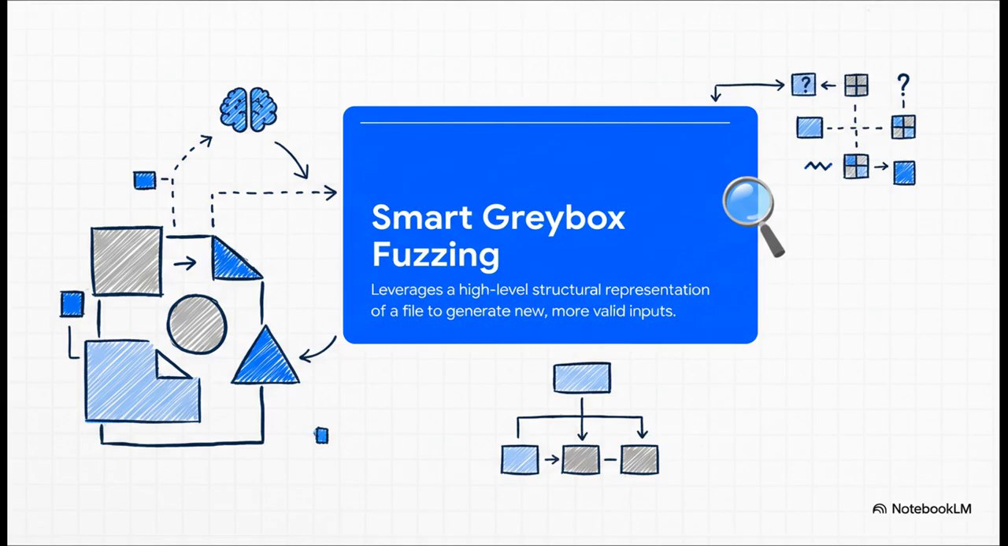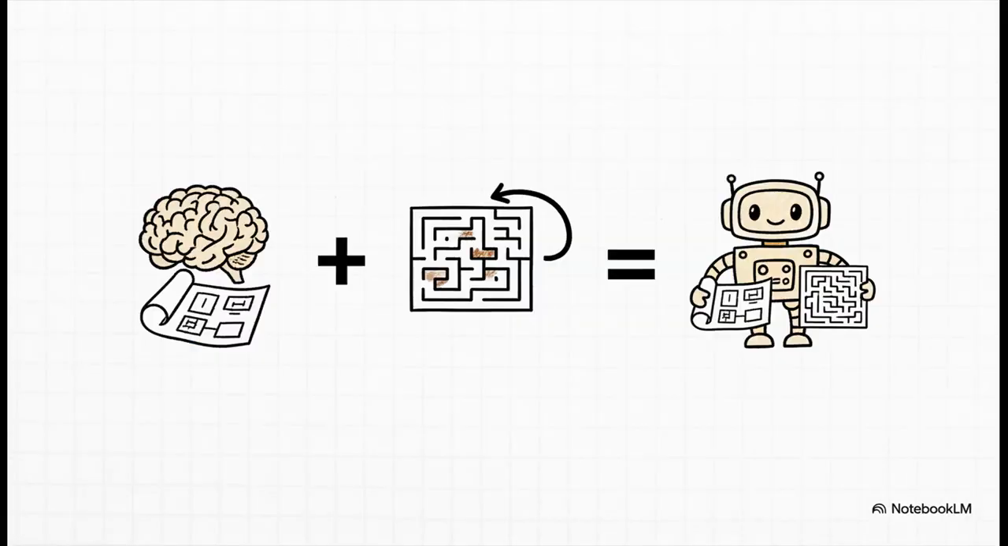The key idea here is to actually teach the fuzzer the rules of the file format. So instead of seeing a file as just a long string of ones and zeros, it learns to see it as a collection of meaningful parts, chunks, attributes, relationships, pretty much the same way a human programmer would. This is what makes it a gray box technique. It's kind of the best of both worlds.